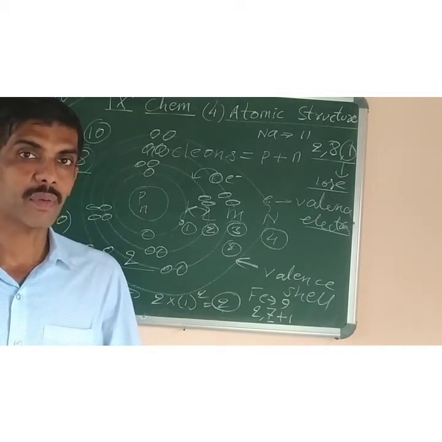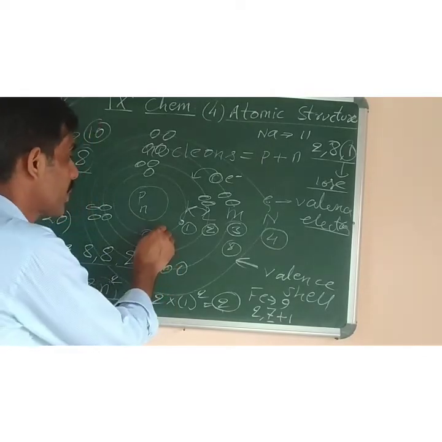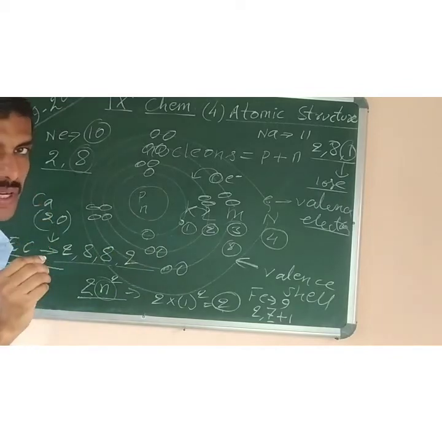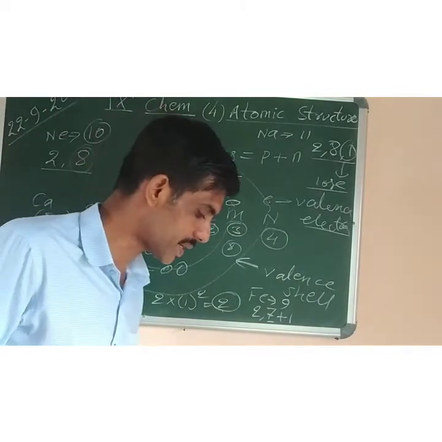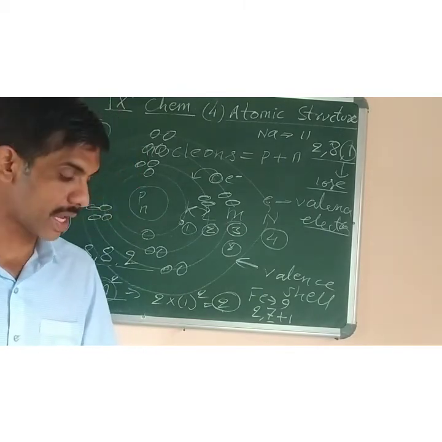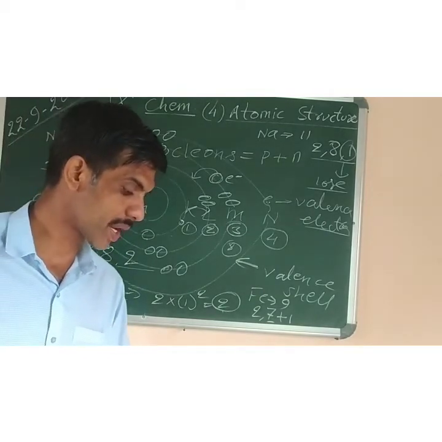It means they will try to complete their first orbit only, with 2 electrons. So that is called duplet structure, D-U-P-L-E-T, duplet. Okay, so helium will have 2 electrons in its outermost shell. Duplet means a set of 2 electrons.